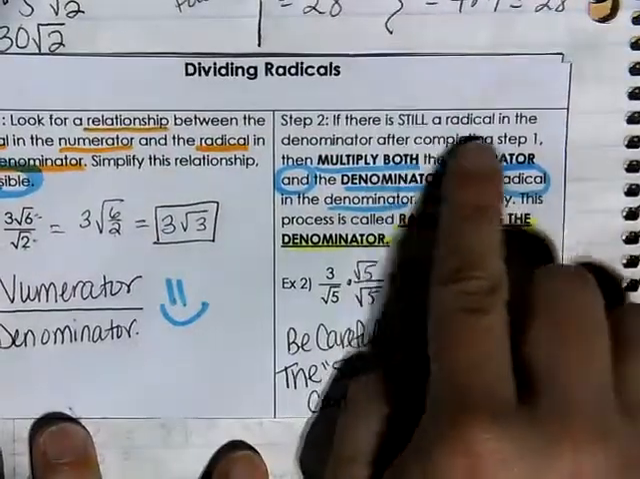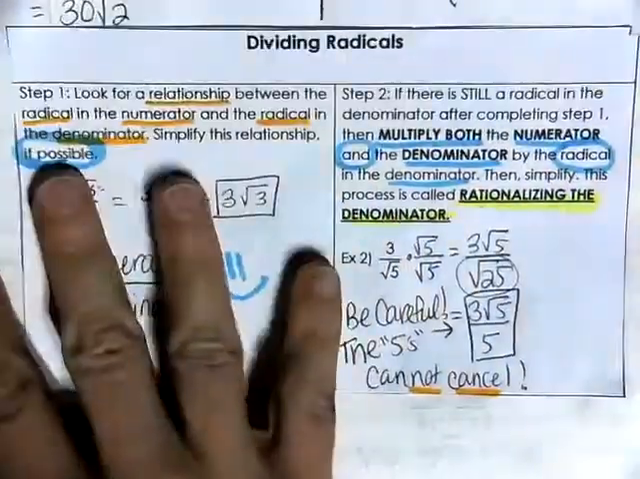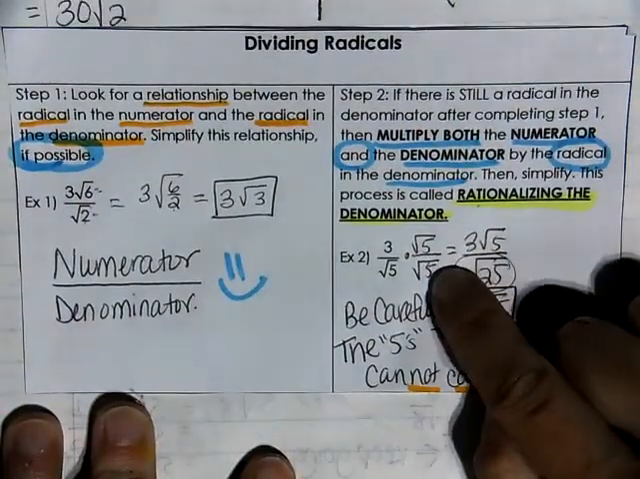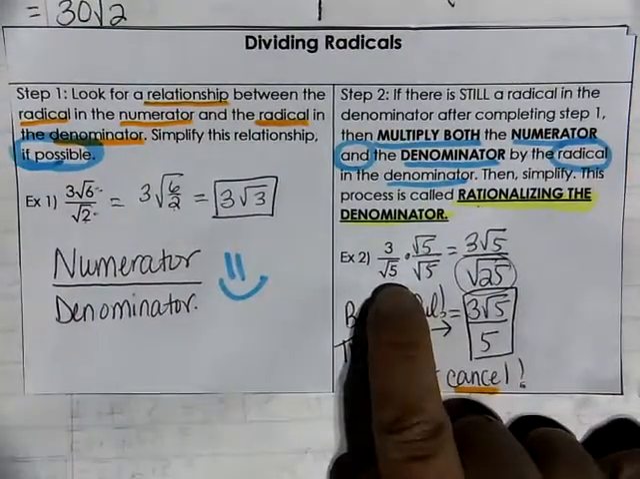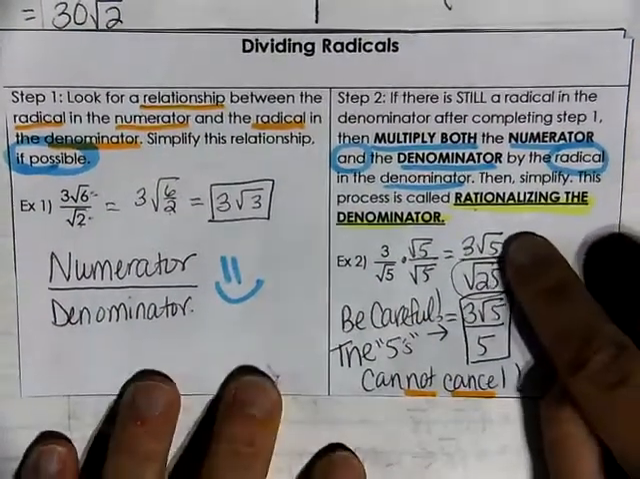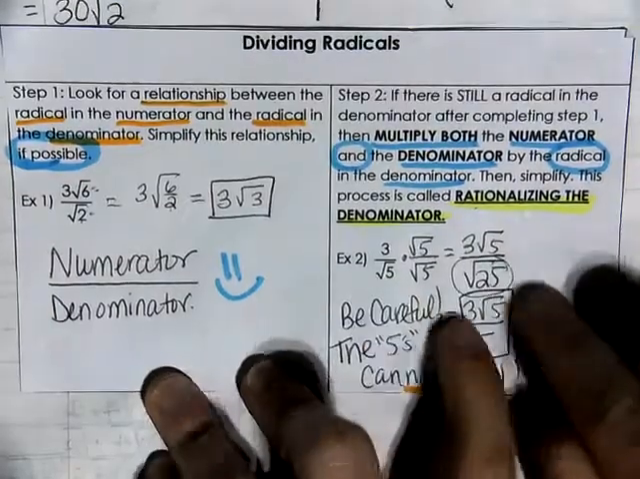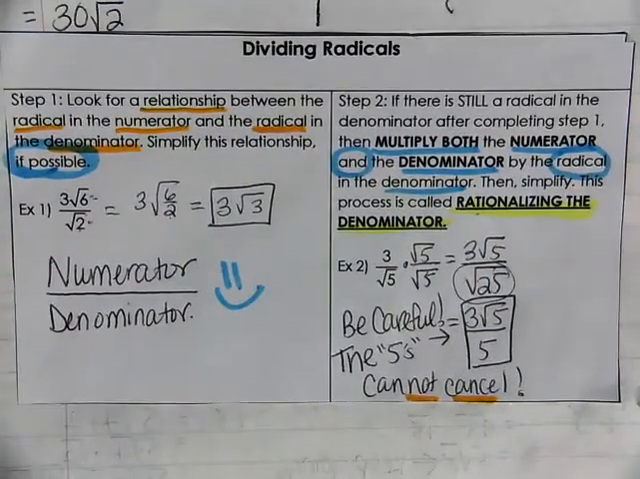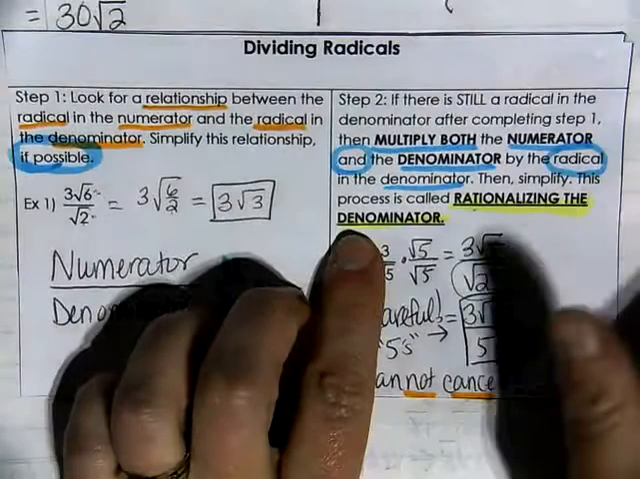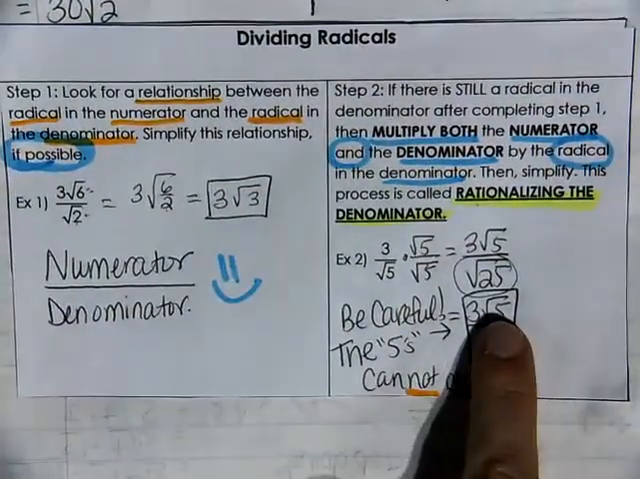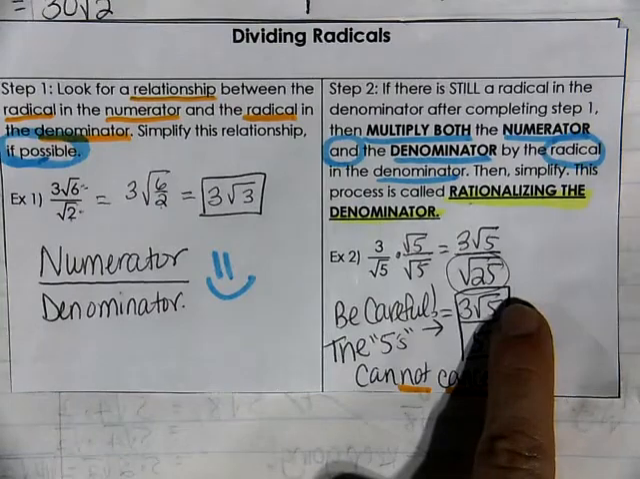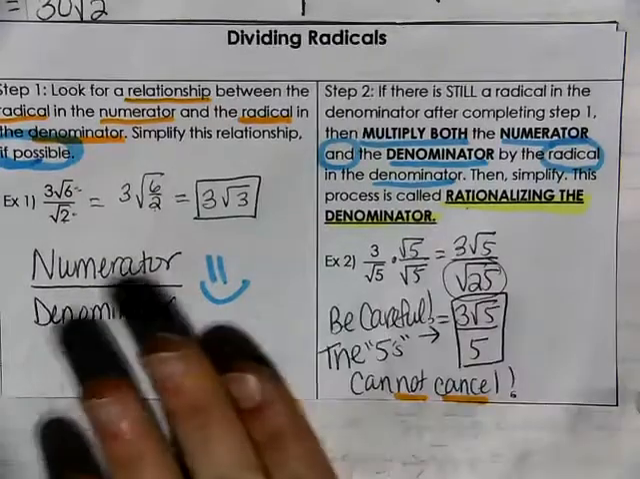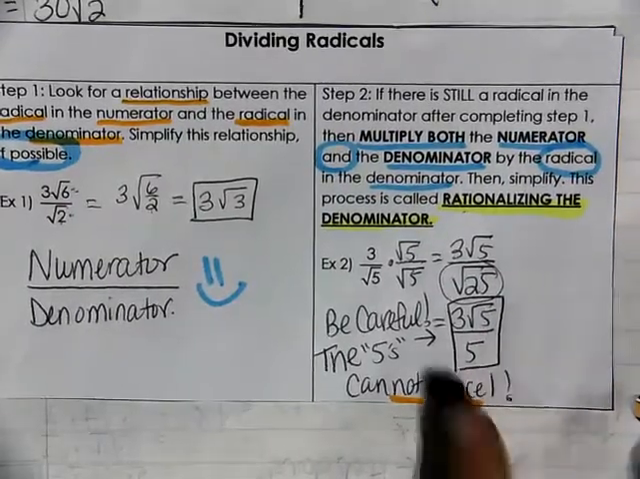If there is still a radical in the denominator after completing step 1, then you'll multiply both the numerator and the denominator by that root that's down there. When you do that, you'll eventually end up with a radical that you can simplify, and that eliminates the radical in the denominator. And that process is called rationalizing the denominator. Now be careful. Just because the root in the numerator and the number in the denominator might be the same, you can't cancel because these two numbers are different numbers.